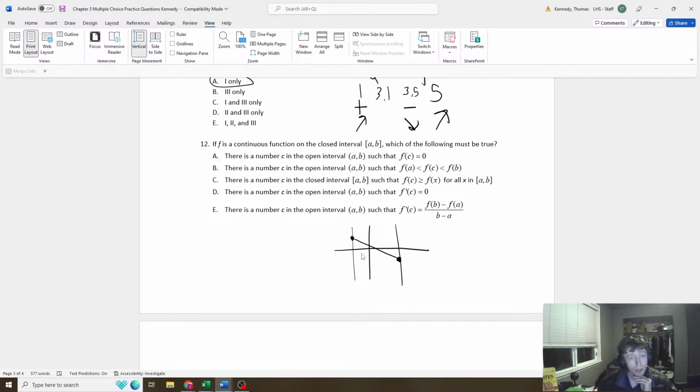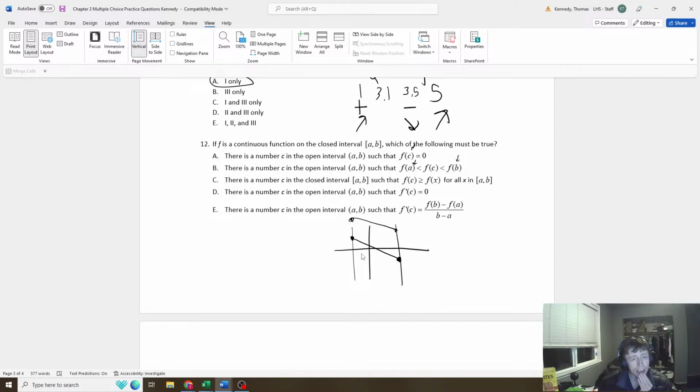That seems plausible, but why does b have to be bigger than a? I don't buy that one. Is there a point where the value equals 0? Why would there have to be? I drew it here equaling 0, but it could just as easily be between these 2 points. So I'm going to say no to that one.